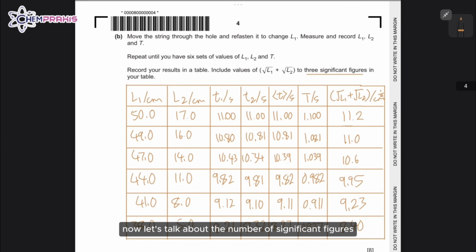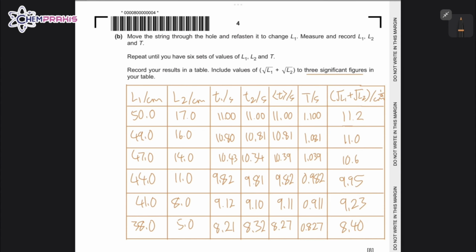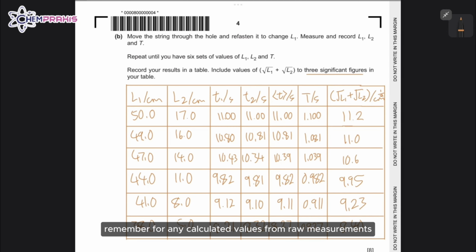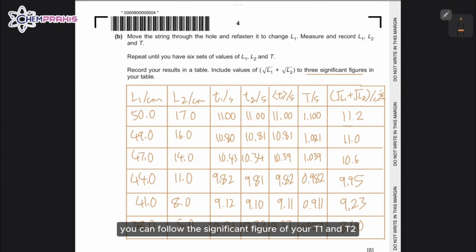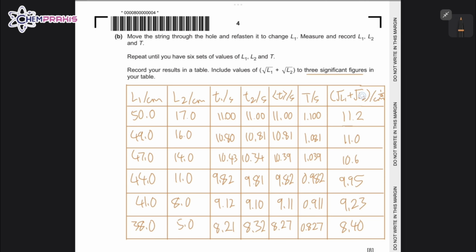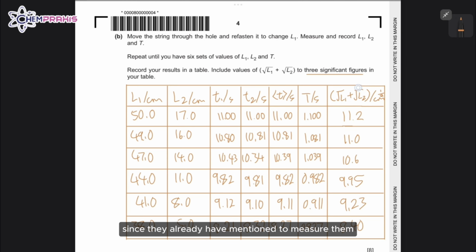Now let's talk about the number of significant figures of your readings. Remember, for any calculated values from raw measurements, always follow the smallest significant figure of your raw value or one significant figure higher than your raw value with the smallest significant figure. Let's say for your average t and period T, you can follow the significant figure of your t1 and t2, which is 4 significant figures. And for your L1 plus L2, since they already have mentioned to measure them and round them up to 3 significant figures, you can follow just that.